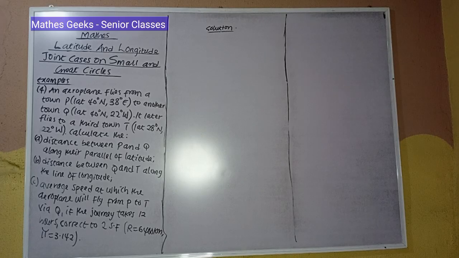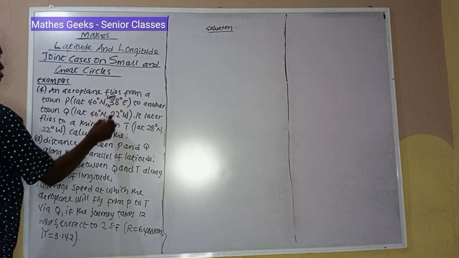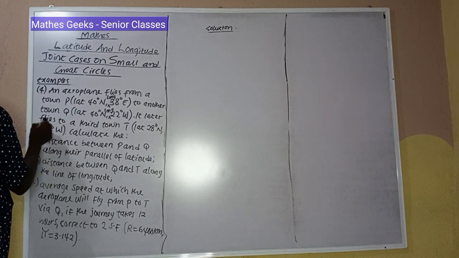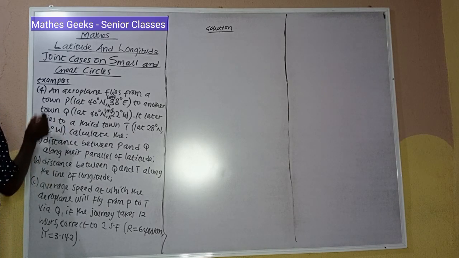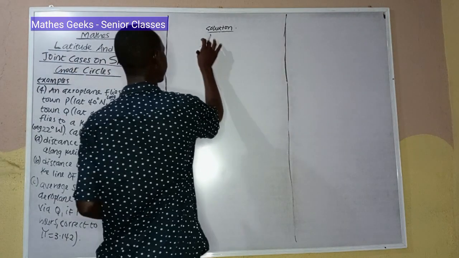An aeroplane flies from a town P, latitude 40 degrees north, longitude 38 degrees east, to another town Q, latitude 40 degrees north, longitude 22 degrees west. It later flies to a third town T, latitude 28 degrees north, longitude 22 degrees west. Calculate. So let's just forget our diagram.